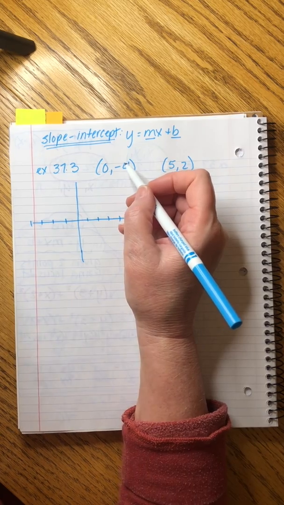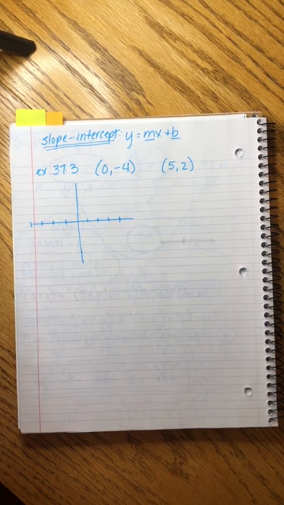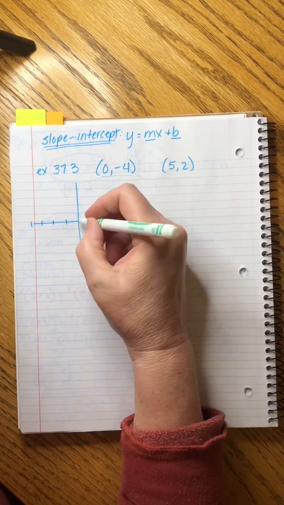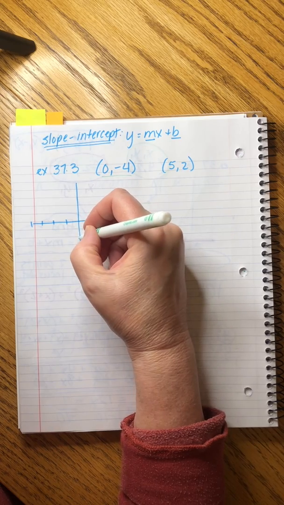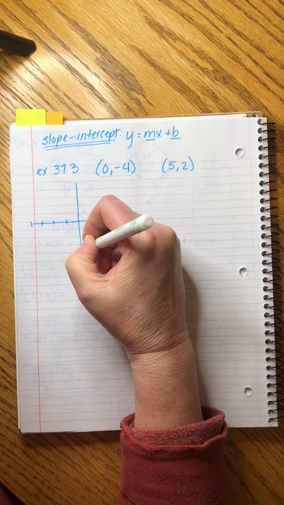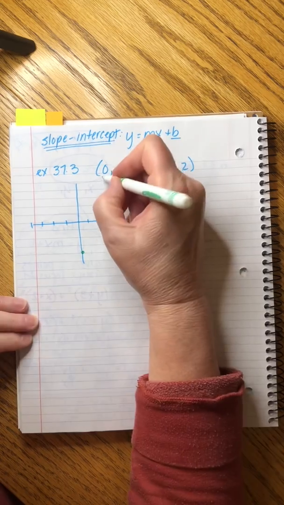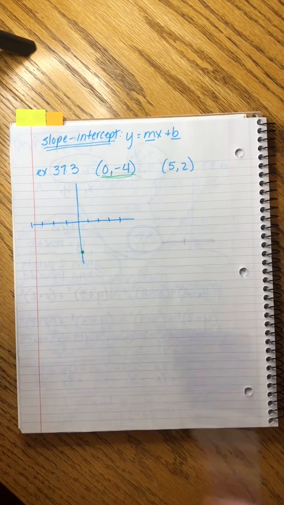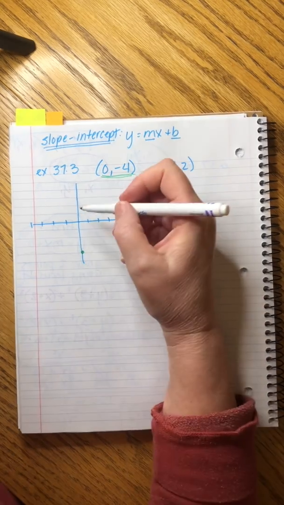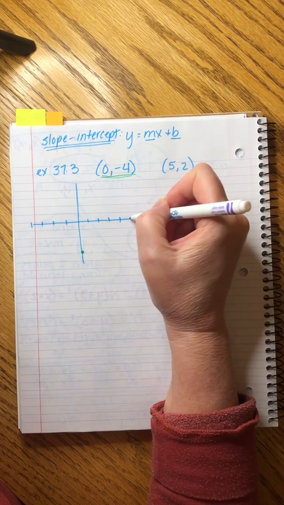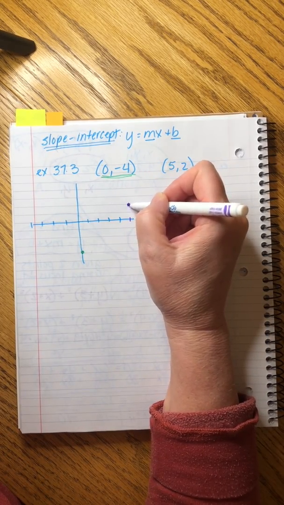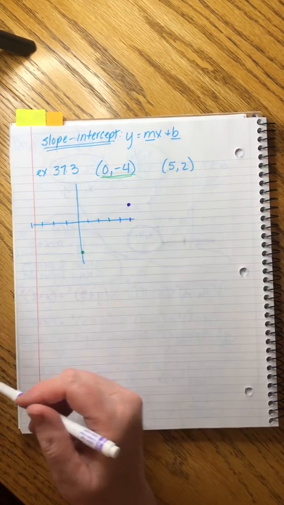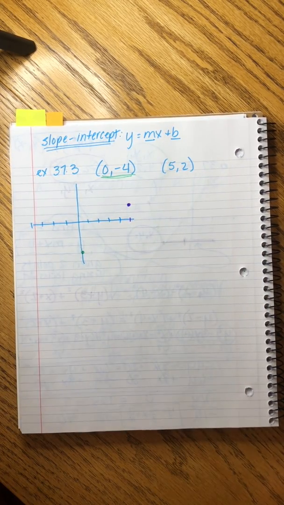Zero, -4. Let's make that our green point. 0 and -4. That's our green point. This poor green marker really has just about had it. And then our purple point will be 5, 2. Okay, so they're not too far off from where we were last time.